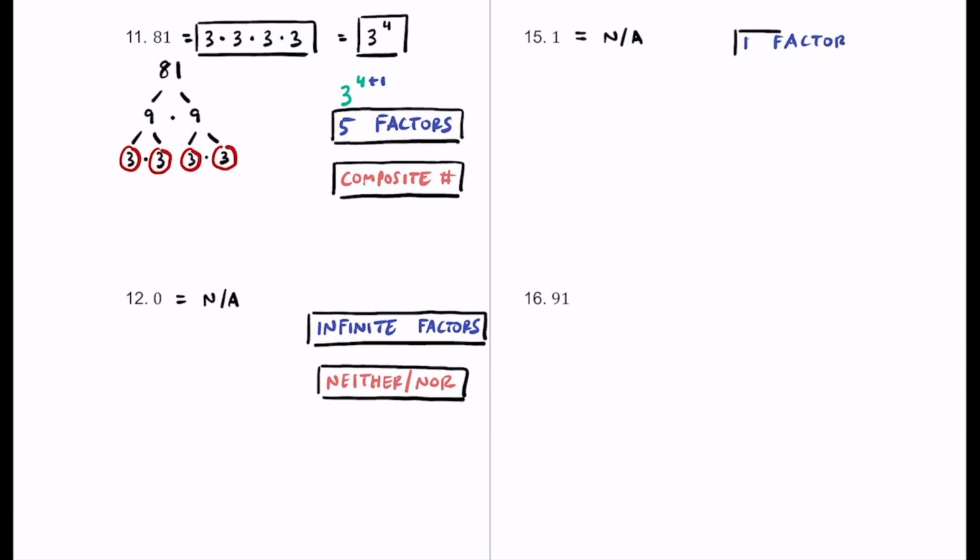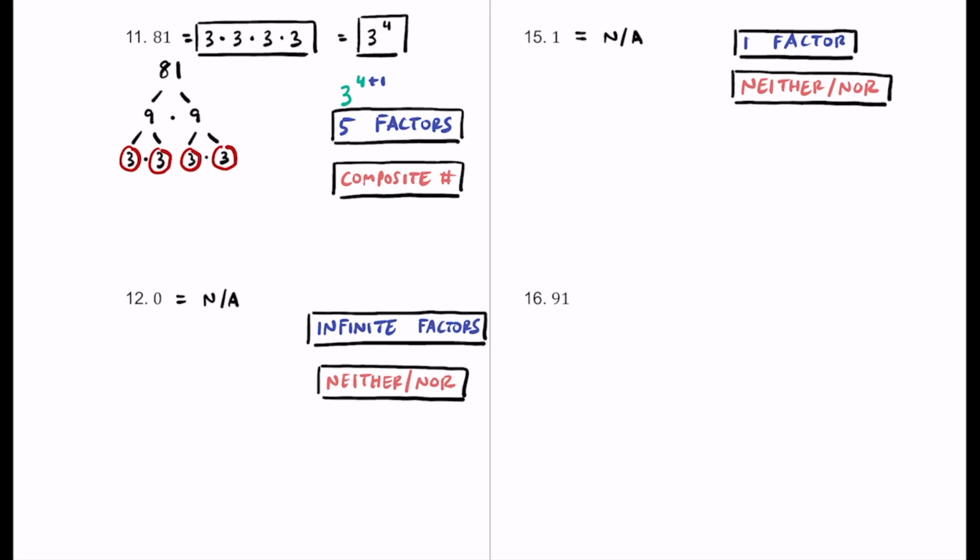So because 1 only has one factor, then we can't say it is prime. Prime numbers have 2 factors. And we can't say it's composite because composite numbers have more than 2 factors, but not infinite. So because the number 1 only has one factor, we can say that the number 1 is also in this neither-nor category. So just try to remember that 0 and 1 are very special. They're kind of strange numbers where they are neither prime nor composite because of having only one factor or infinite factors.